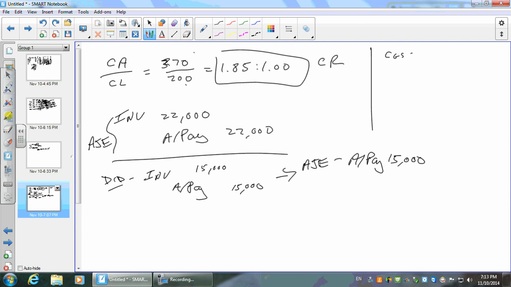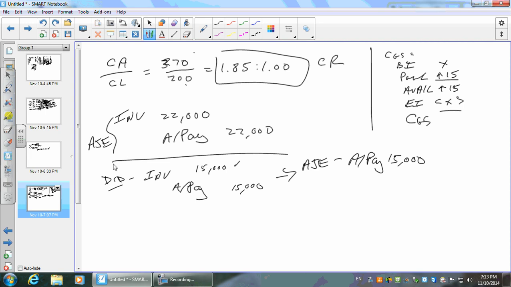Cost of goods sold. Beginning inventory plus purchases, available, less ending inventory, equals cost of goods sold. It is, isn't it? Beginning inventory is probably okay, huh? Ending inventory is probably okay, huh? What's wrong with purchases? Too high by 15,000. What's wrong with available? It's too high by 15,000.